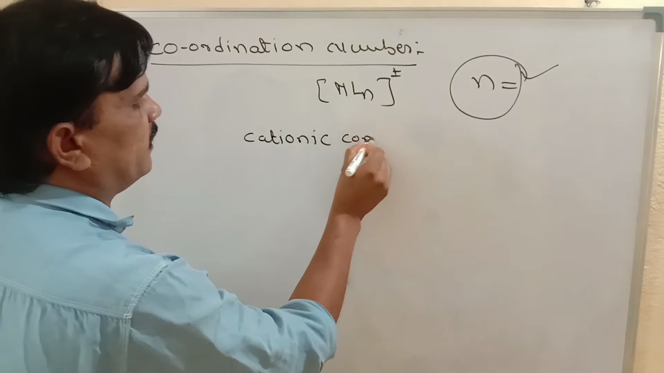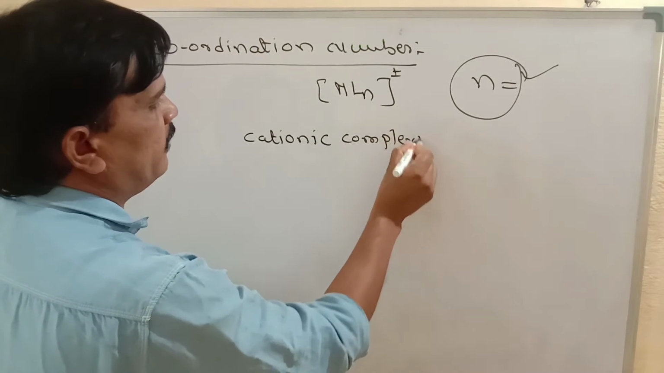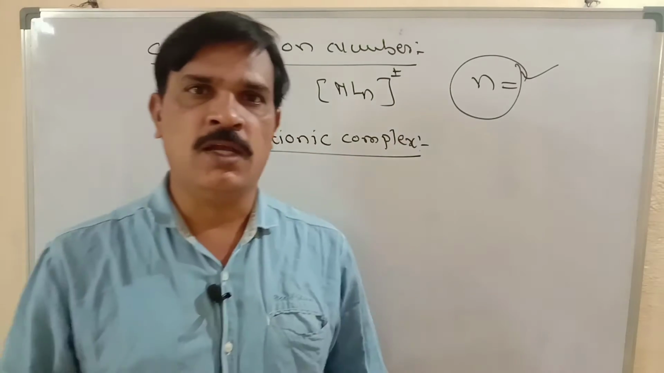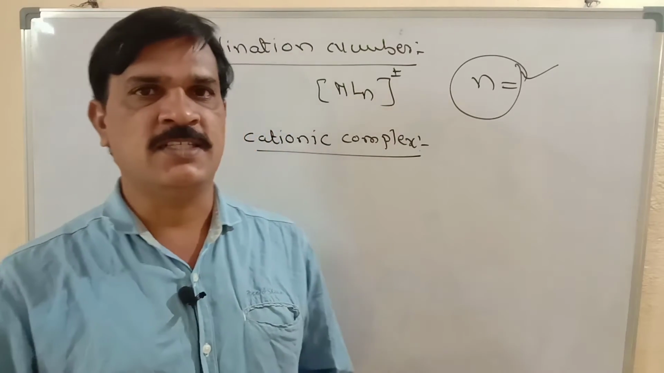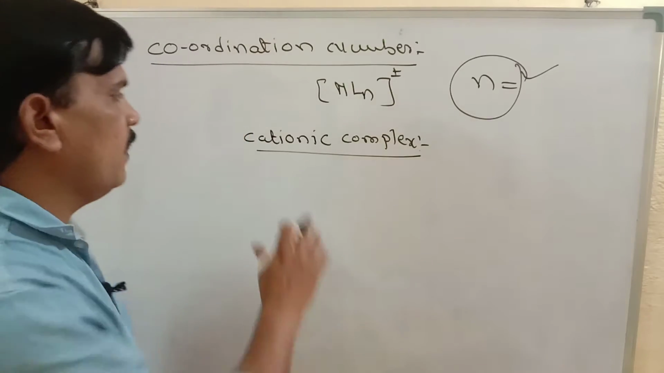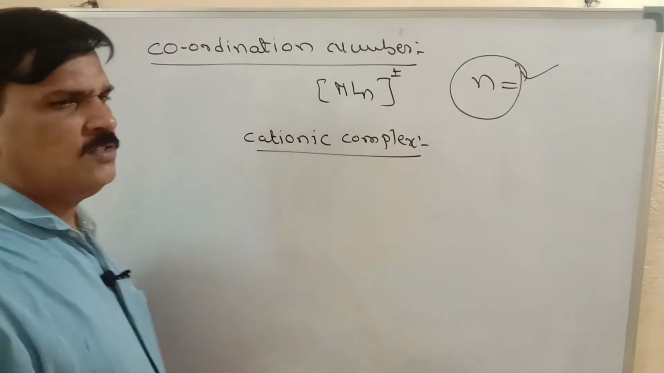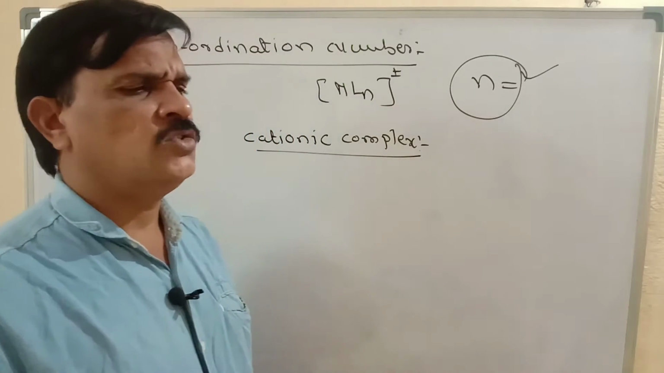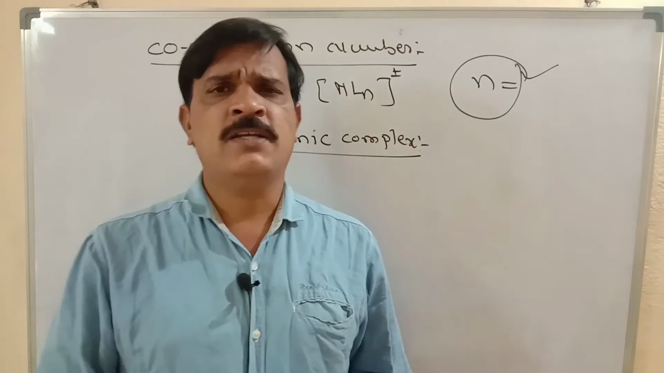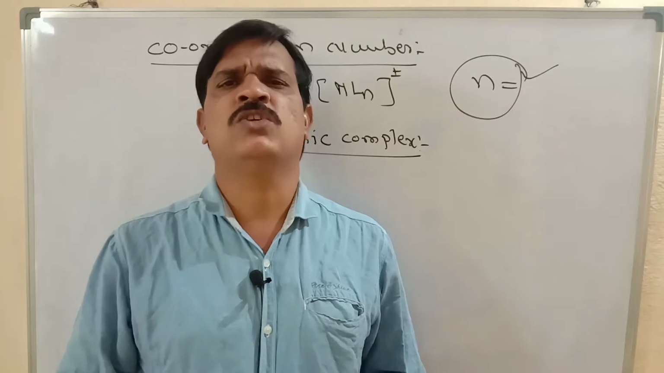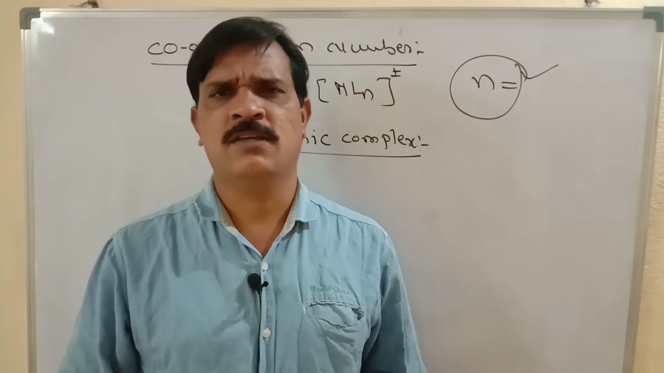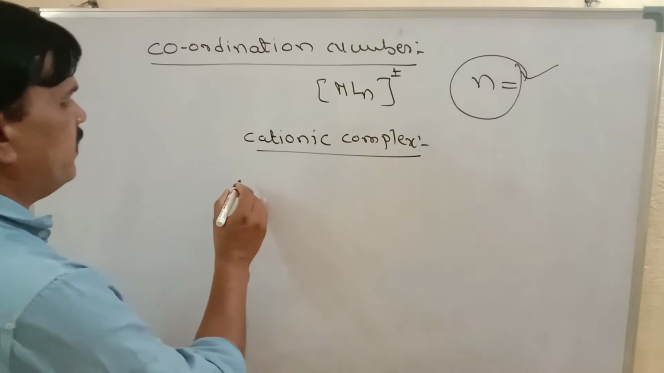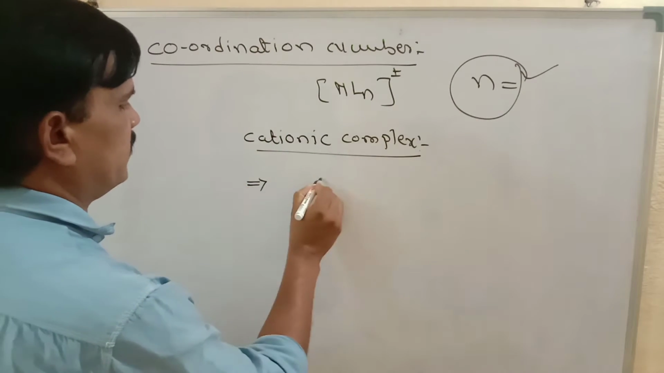Cationic complex, be careful. This is useful in your IUPAC naming system in complex compounds. Very simple. Cationic complex means a complex compound having a positive charge, that is, the entity acquires a positive charge. I want to give one example.